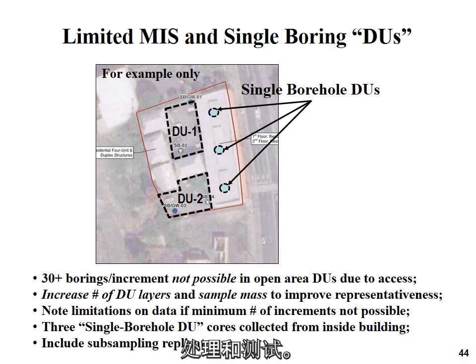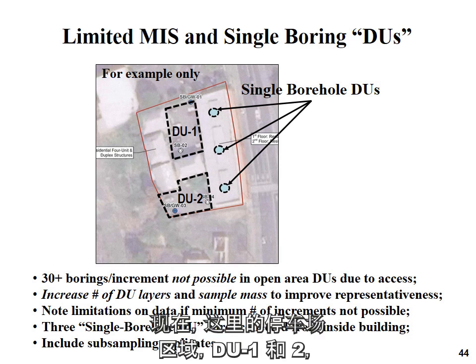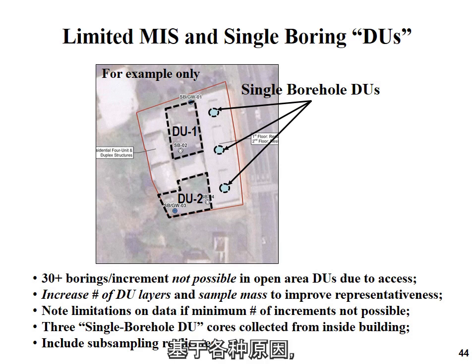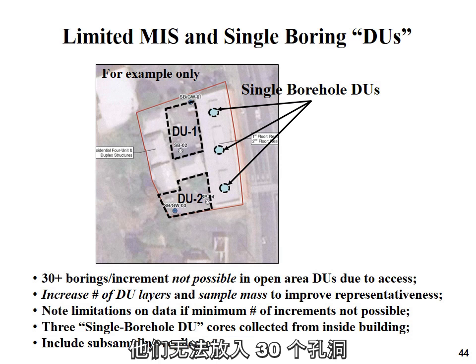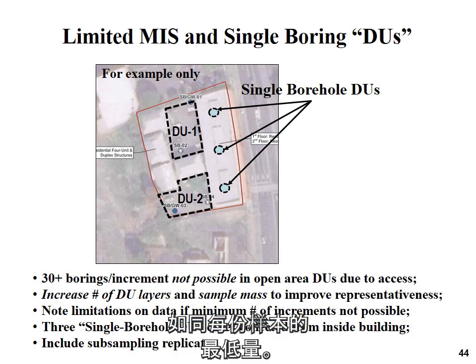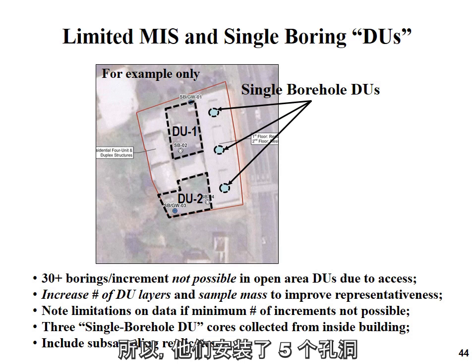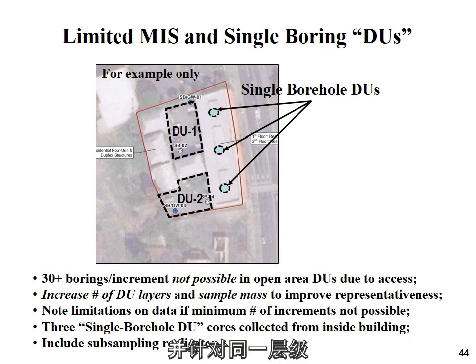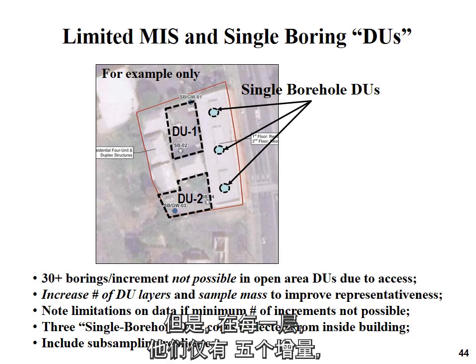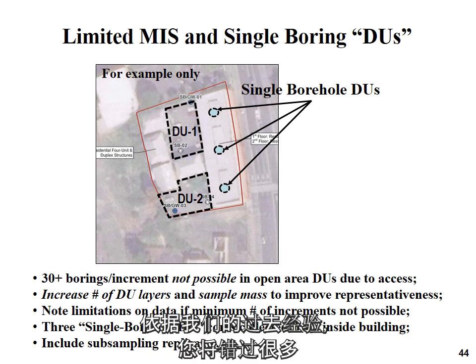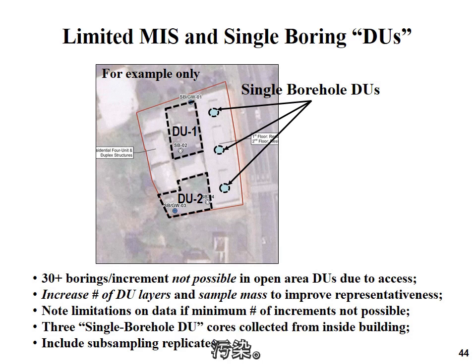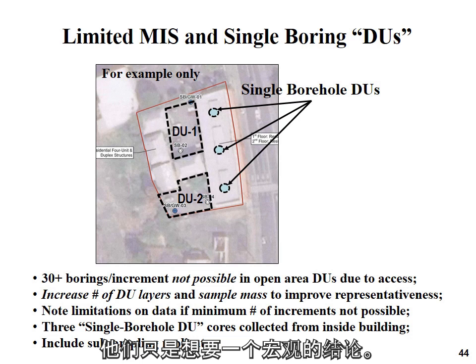Now in the parking lot areas here, D1 and 2, again, for various reasons, they weren't able to put in 30 borings, like a minimum number of increments per sample. They could only put in 5. So they installed their 5 cores and targeted the same layers in these outside areas of the property, but they only had 5 increments per layer. And we know from experience that you'll miss a lot of contamination with that. Probably underestimate concentrations of contamination. But they just wanted a big picture idea.